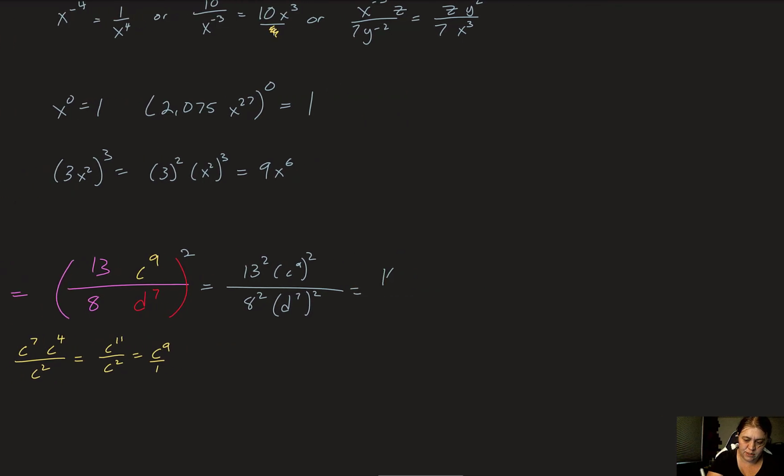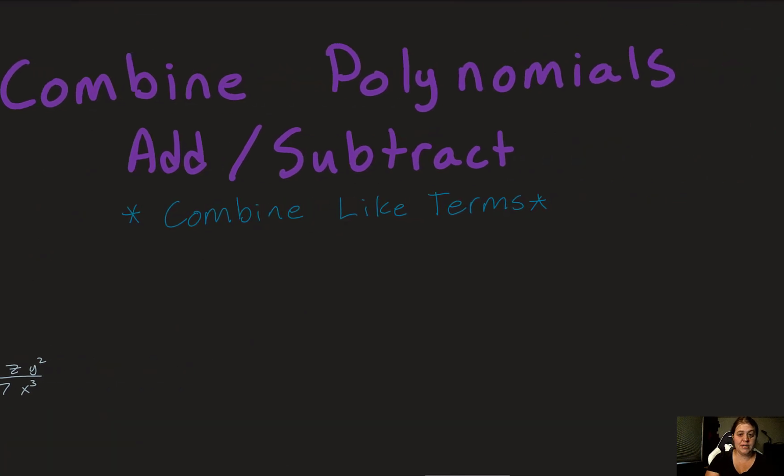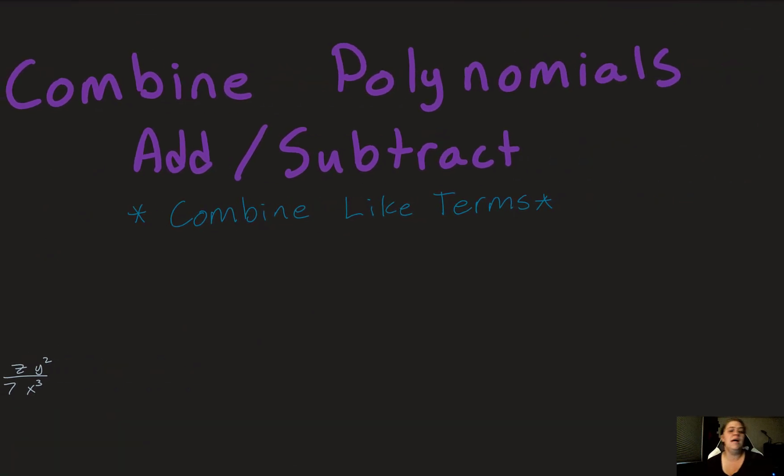So that gives us 169, c to the 18, over 64, d to the 14, and I can stop there. I know the numbers are relatively prime because we already simplified them down first, so I don't have to check to see if 169 and 64 have anything in common. Whew, we made it. All right, now we're going to talk about combining polynomials, adding and subtraction.